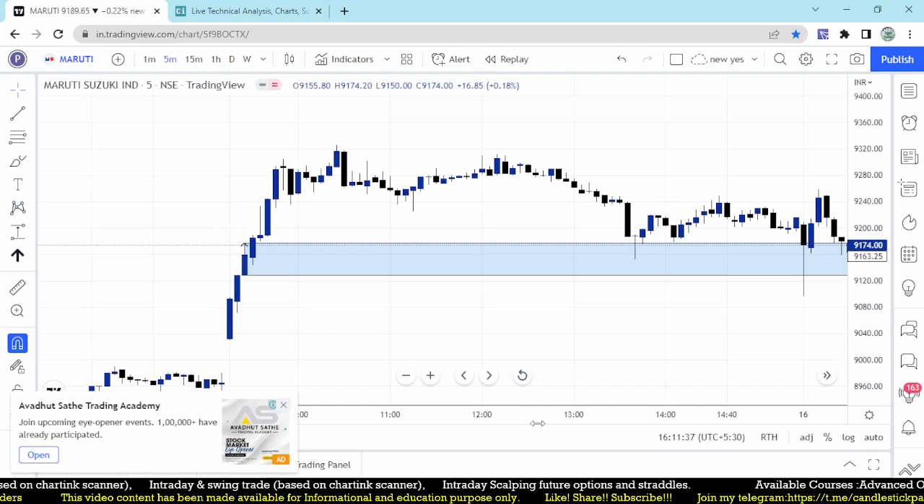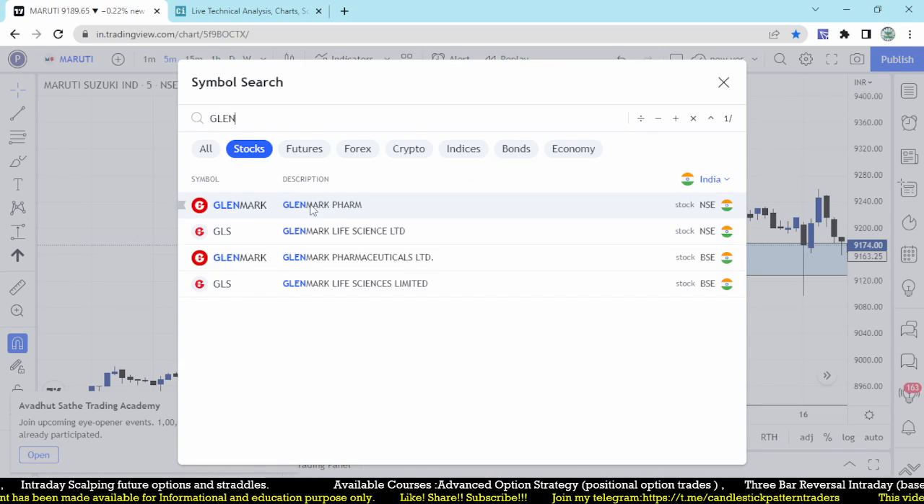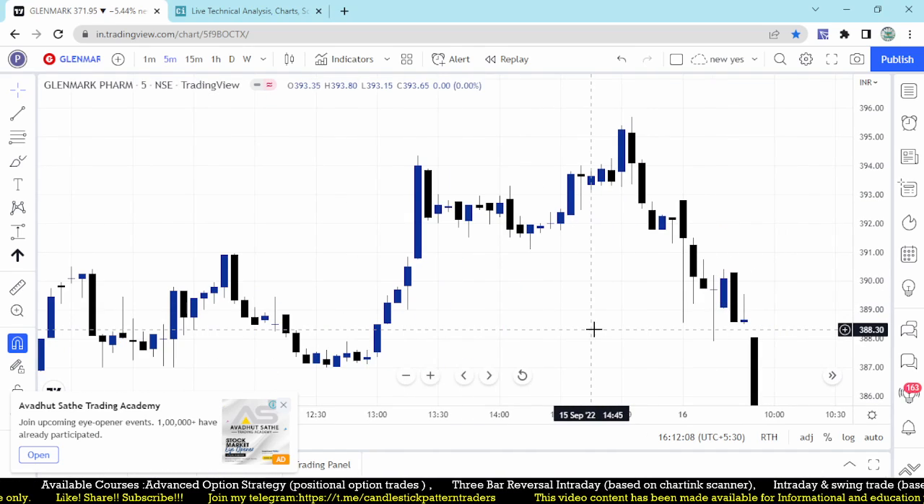And we can focus on selling opportunities also. I'll show you some stocks, how the selling opportunity will be there based on the scanner, and how we can find out any stocks. Yesterday a lot of stocks were forming. Glenmark, I think yesterday, was a selling opportunity. It is about Glenmark. Where is Glenmark?